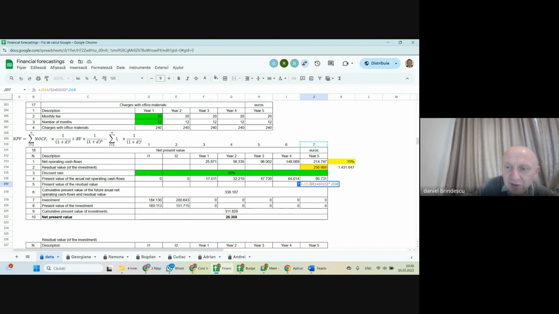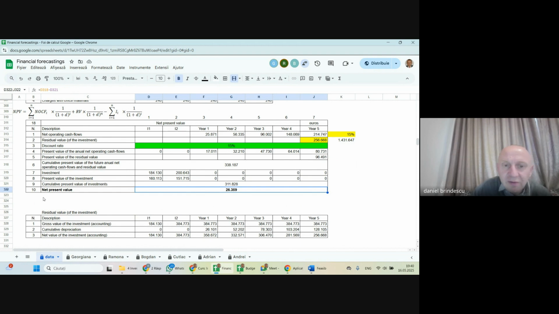So residual value over 1 plus the discount rate, as you can see in the formula, at the power n, 7 in our case, the number of years at the end of the explicit forecasting period. And from that, we deduct the sum of the present value of the investments, which we've calculated right here. So again, this is the formula for what we've calculated here.